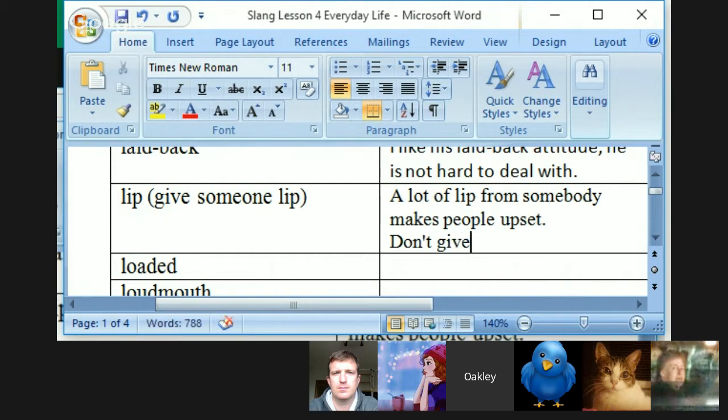This is probably how it's used about 90% of the time. Don't give me any lip. Don't give me any lip. Don't talk back to me. When we use this phrase, this is commonly used in a situation where somebody is very subordinate or somebody is very much in a position of authority, like, for example, a child and a parent. Don't give me any lip. Just go clean your room and do your homework as I told you.